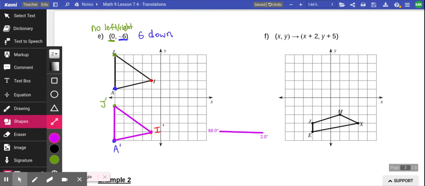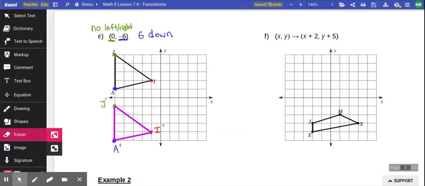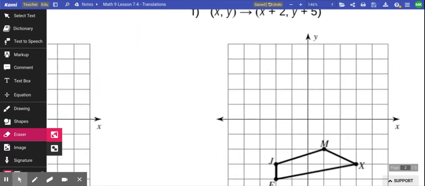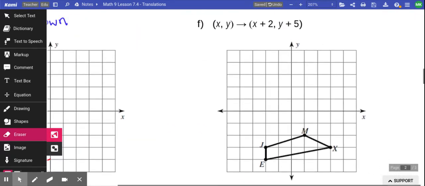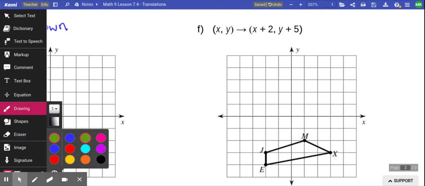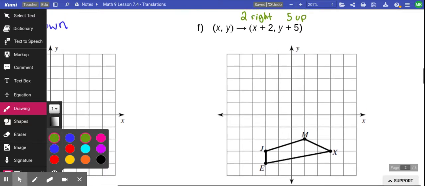Awesome. If you look at F, if you read that, what I should have done with F, I'm going to zoom in a little bit here. I didn't realize I was so far zoomed out. What this means, x plus 2, is 2 units right. y plus 5 means 5 units up. So you should have taken this shape and done exactly that.